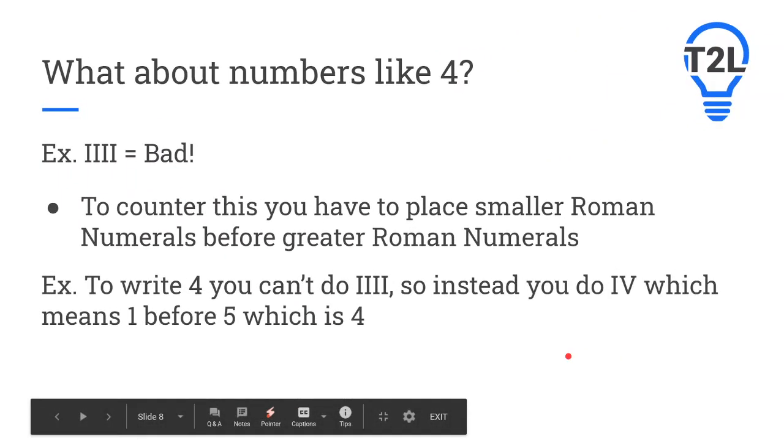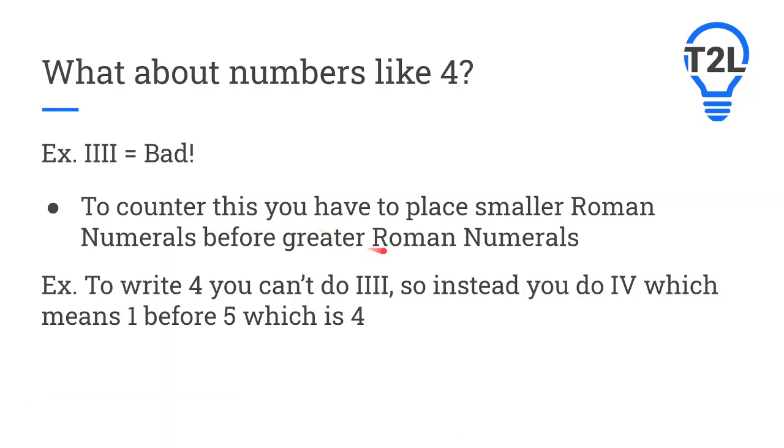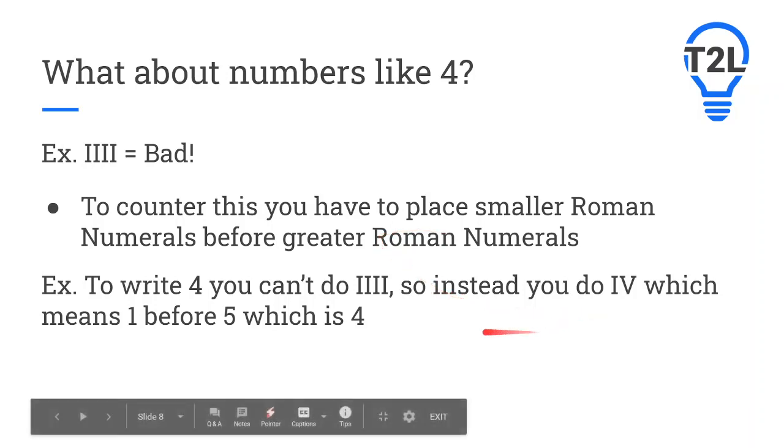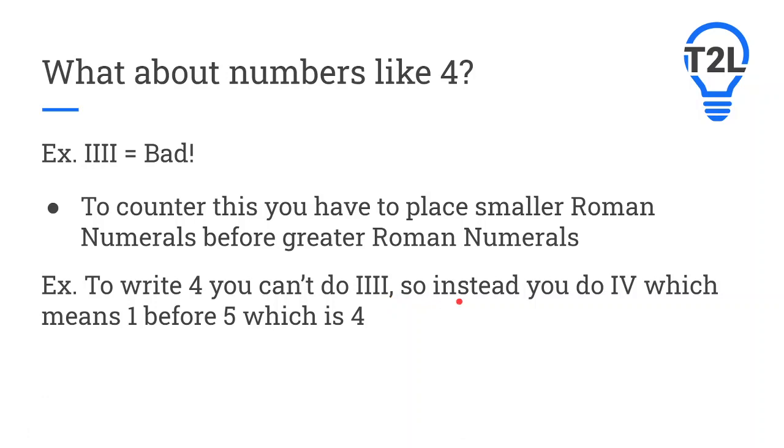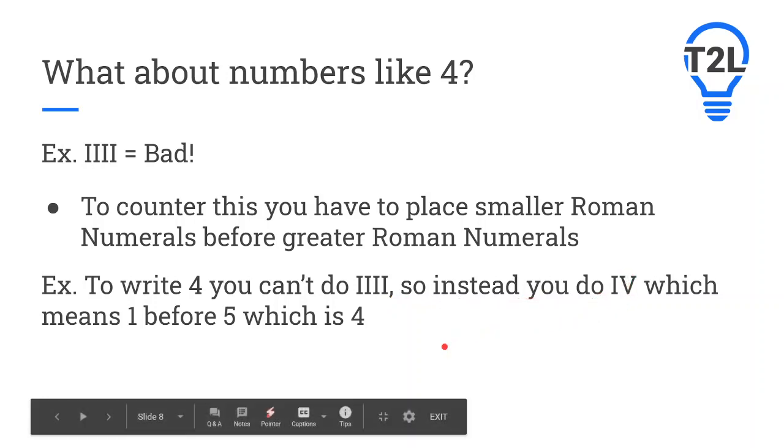So yeah, numbers like 4, you can't have 4 ones. That's just not allowed. But to counter this, what you can have is you can place smaller Roman numerals before the greater ones. For example, for 4, you can't do I, but you can do IV, which basically means 1 before 5, which is 4.